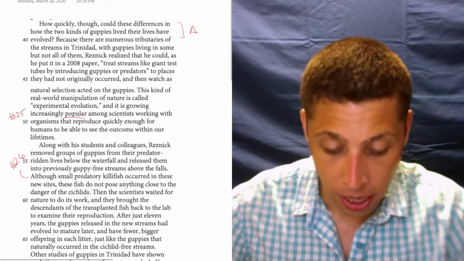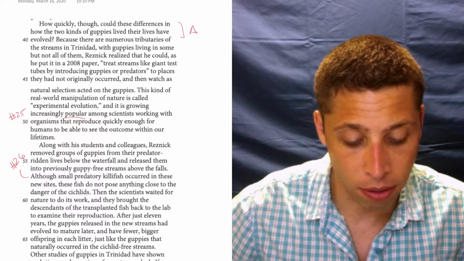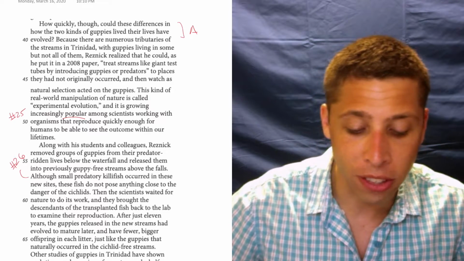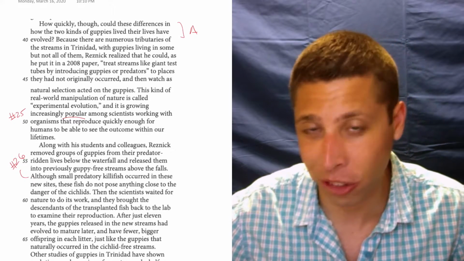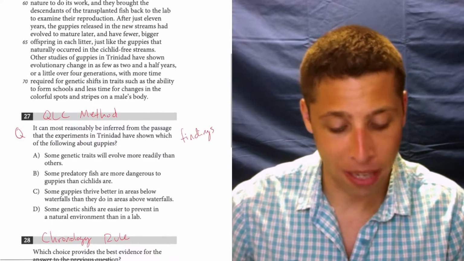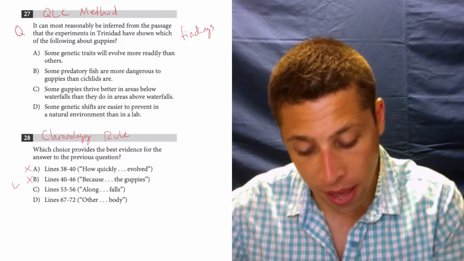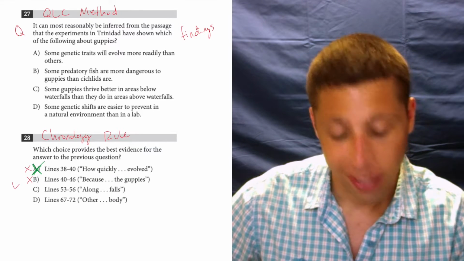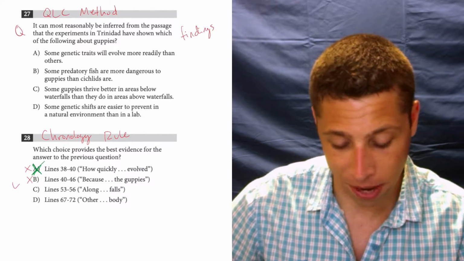That's right here. How quickly, though, could these differences in how the two kinds of guppies live their lives have evolved? It's a confusing question. Well, that's asking a question. It's not telling us any findings. The answer to that question is probably the findings, but the question itself is not going to provide evidence of the findings. So that is wrong based on just the lines. We use a different color. Confirms our chronology rule and what we thought, that it wouldn't work from there as well.